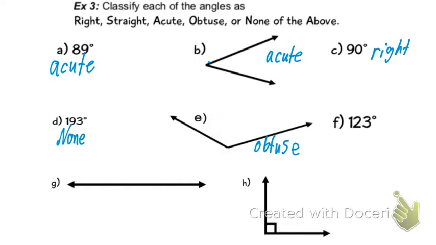So letter F, 123 degrees, someone that hasn't helped out yet. Okay, Quentin. That would be obtuse, above 90, between 90 and 180, okay? Letter G, someone new. Kevin. That is a straight angle. It's 180 degrees. It just looks like a line.